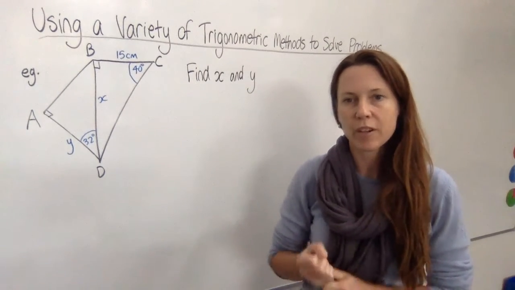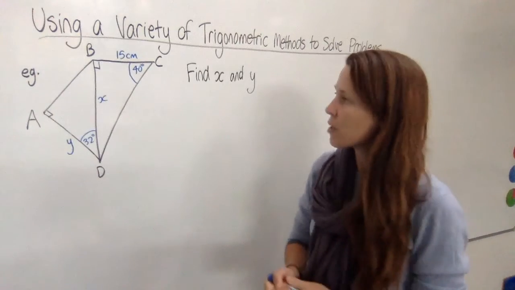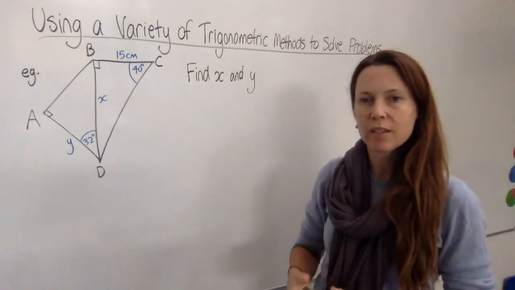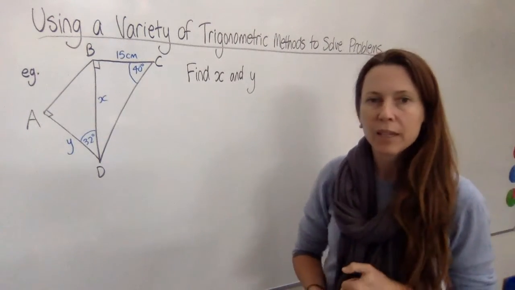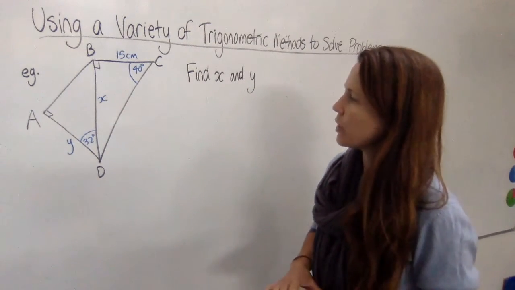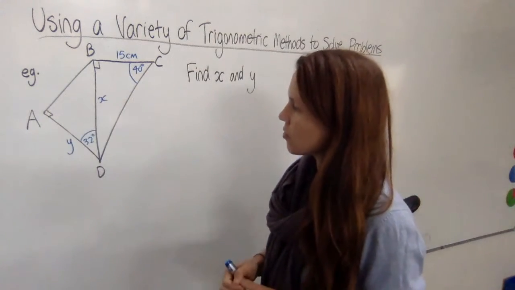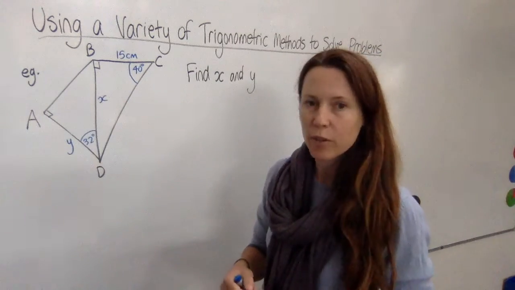Some problems that you're going to come across in trigonometry require you to use a bunch of different methods, and sometimes it won't be entirely clear where you need to start, so you need to have a look at a problem and figure out what you need to find out first. Let's have a look at this example. We need to find x and y. We have two right-angled triangles, so it's really just a matter here of working out what to do first.